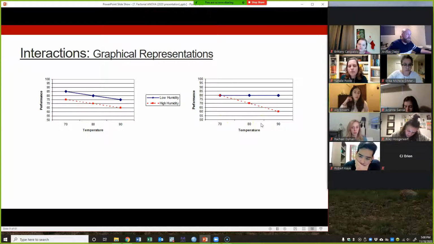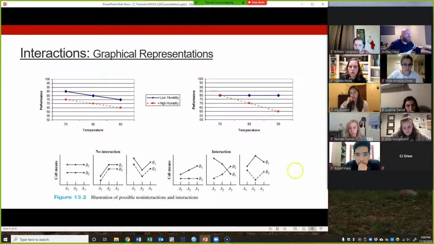On the second scenario, we've got something very different going on. Now we've got lines that aren't parallel. Across my low humidity condition, temperature doesn't impact performance at all. It's all the same. But as soon as I switch over to a high humidity condition, as temperature increases, I see reductions in performance. So these interactions are very easy to see once we start plotting things out. Here's an example: no interaction, no interaction, no interaction. We're seeing these profiles being identical whether I'm talking about B1 or B2. But as soon as we go into this other panel, this is where we start to see our interaction effects.